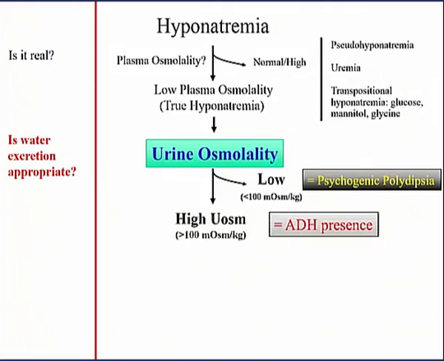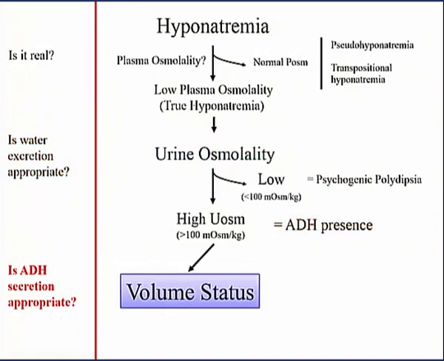If, on the other hand, the urine osmolality is high, then it confirms that this patient has ADH present. So ADH is mediating the hypoosmolality. There's a retention of water that shouldn't be happening. So that then brings the third critical clinical question, which is: is the ADH secretion appropriate? And that's where the volume status comes up.